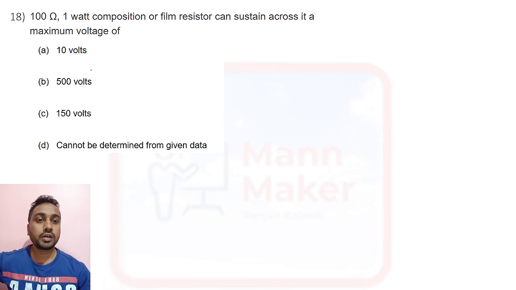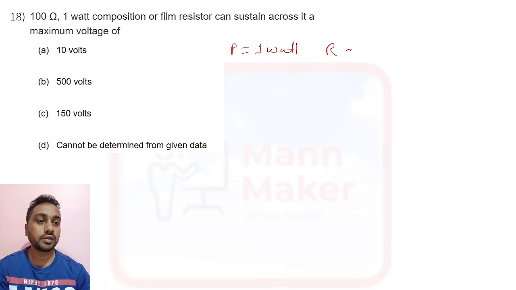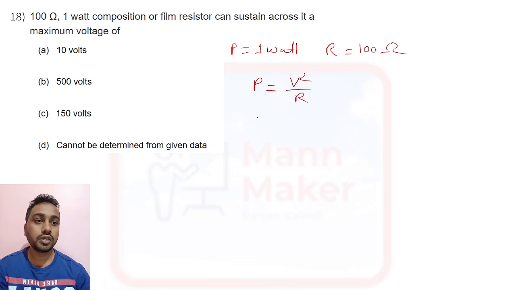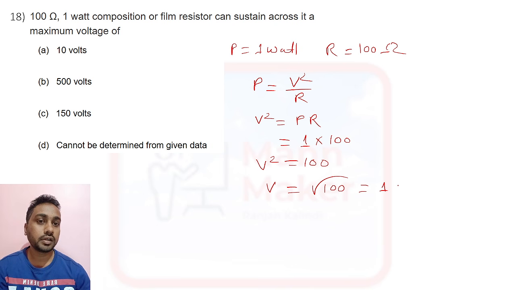A 100 ohm 1 watt composition film resistor can sustain across it a maximum voltage of. We need to find voltage. We have power 1 watt and resistance given 100 ohm. So what is the relation of power? This is V square by R. We need to find V square, so we can write P times R. P we have 1 watt and R we have 100. So V square is equal to 100. We need to find V, so it will become root under, so this is 10 volt. This is your answer, option A.